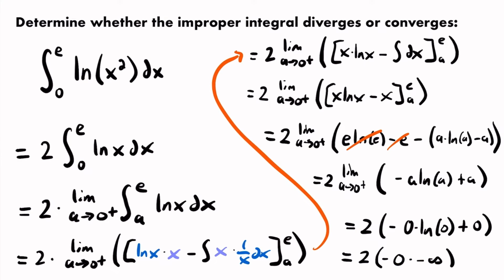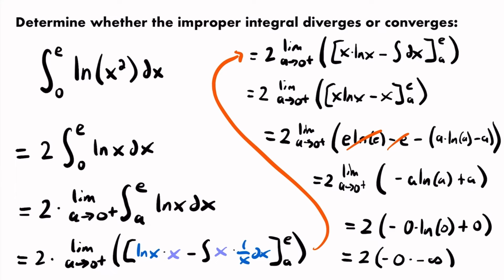What actually is still a problem is what we have right here: 0 times negative infinity. You might be tempted to say that that is 0, but you can't say that. We don't know what 0 times negative infinity is. This is an indeterminate form for a limit. We're going to have to go back to the limit and manipulate it in some way so that we don't get that indeterminate form. We are not allowed to assume here that that is equal to 0, and 0 times 2 is 0, so the integral must be equal to 0 and converge.